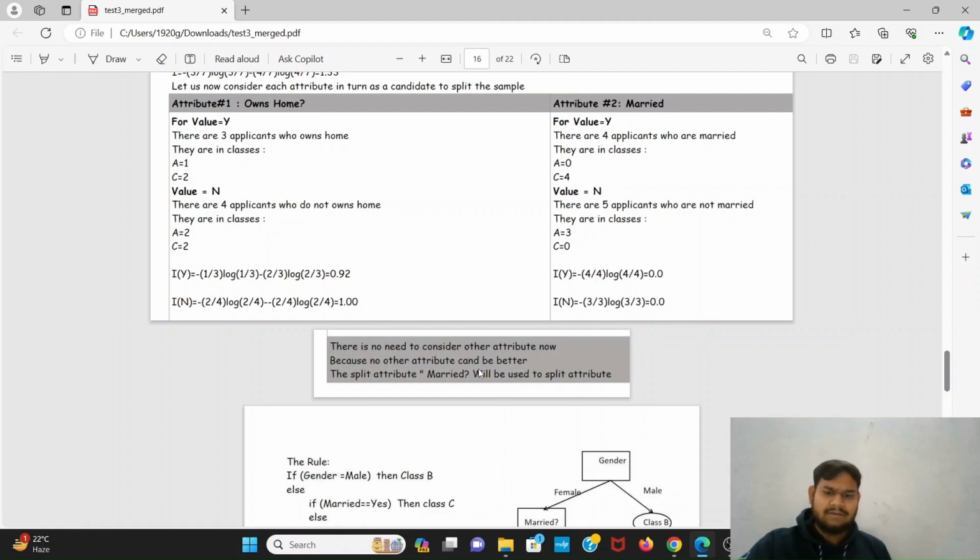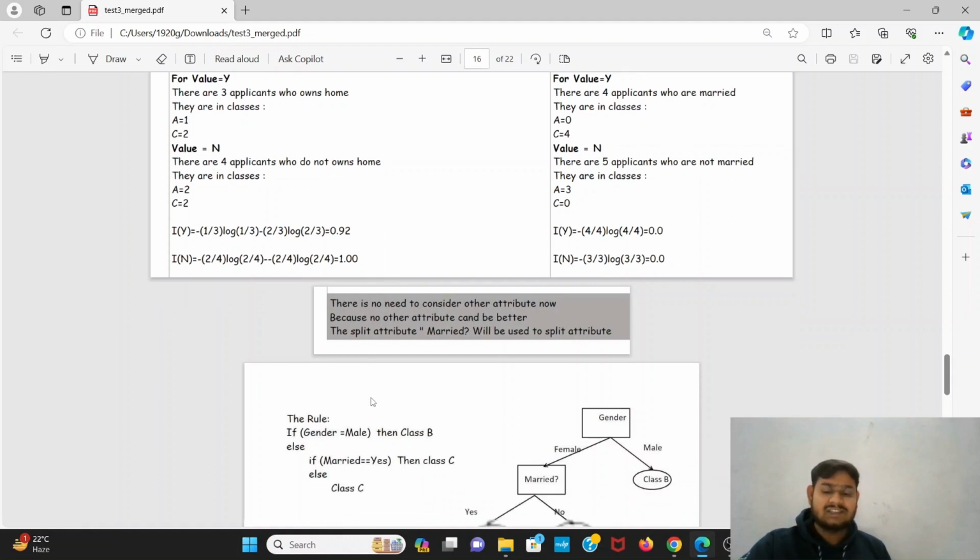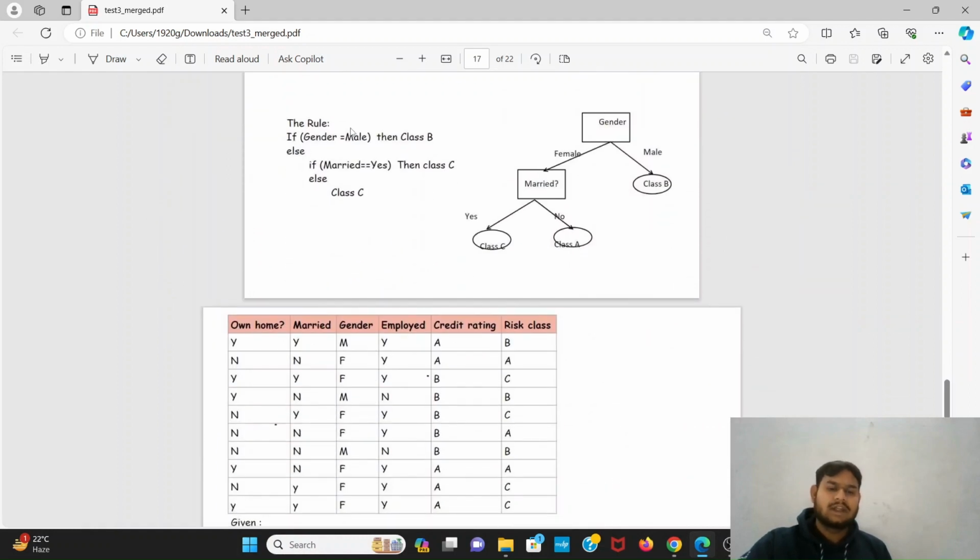The attribute married will be used to split. The rule: if gender equals male, then class B. Else, if married equals yes, then class C. Else class C.